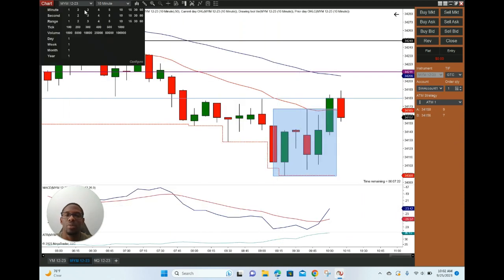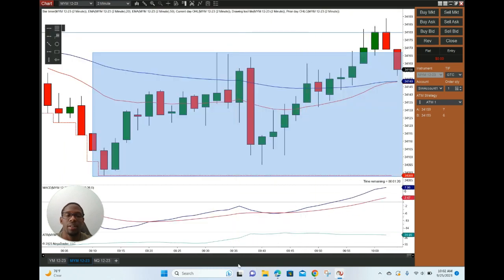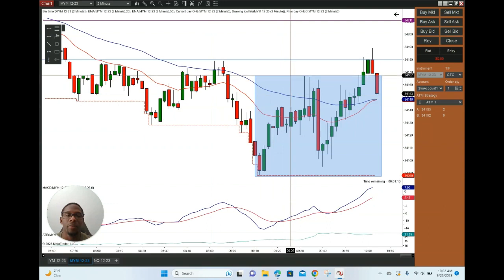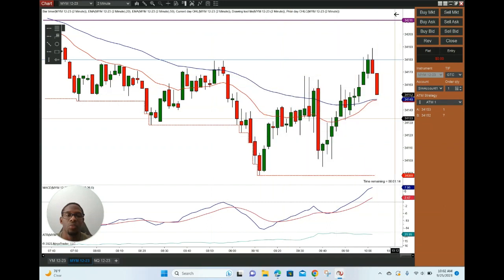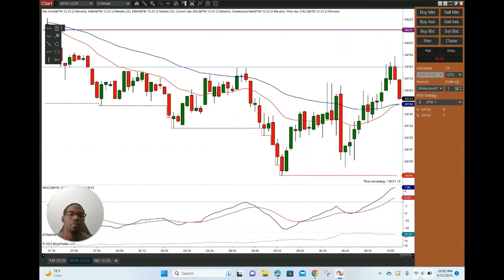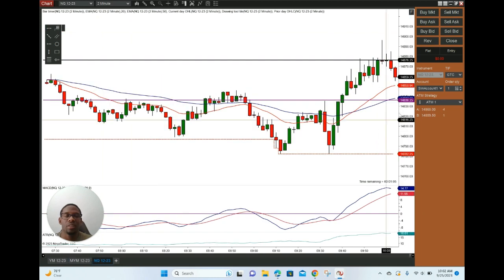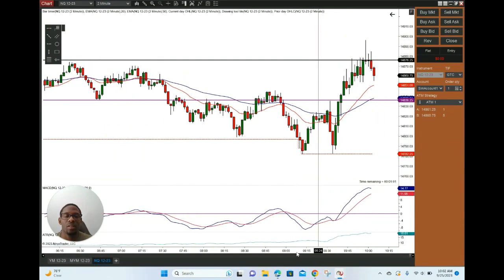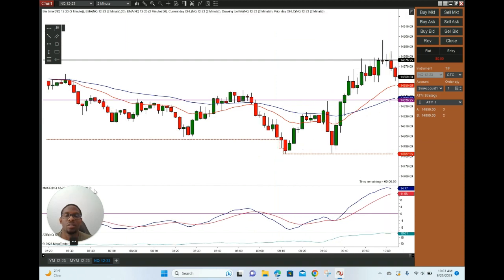So let's run back to the 2 minute. That was my one trade on the Dow, guys. Okay. Let's remove that. Let everybody get back to normal. Let's just start over. And it's looking like a possible setup that will probably work out.